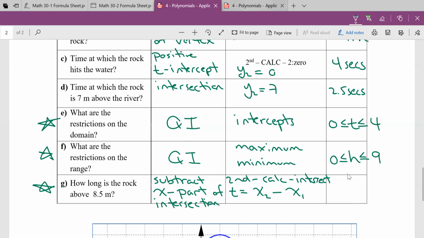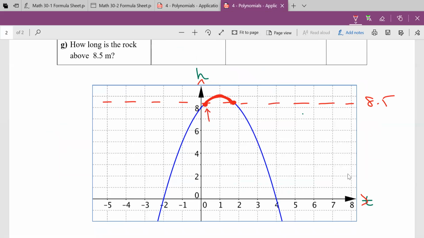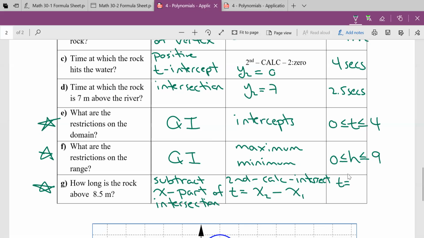Now, I'm not going to graph that. I'm just going to say it looks like this one here is at about, I'm just estimating, friends, 0.3 seconds. This one here looks like it's at, I don't know, 1.7 seconds. So how would I find this then? Time above would be 1.7 minus 0.3. It would be above for approximately 1.4 seconds. Of course, on a test, I'm going to find that answer properly.